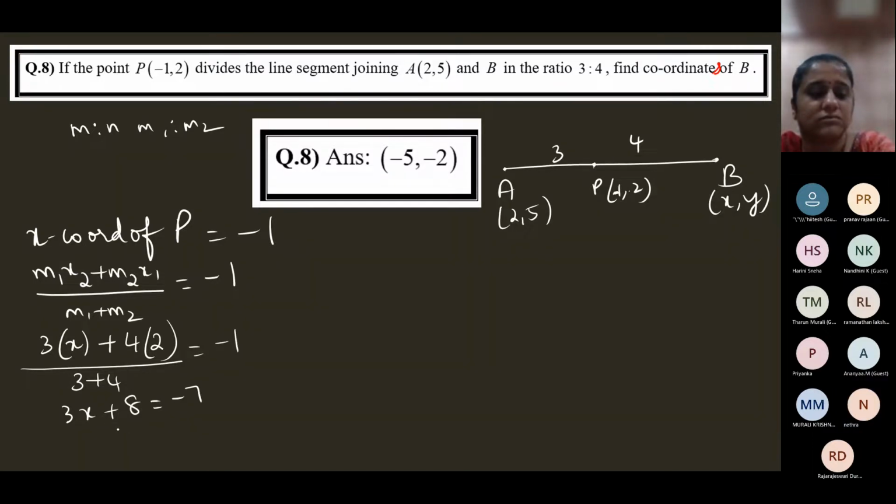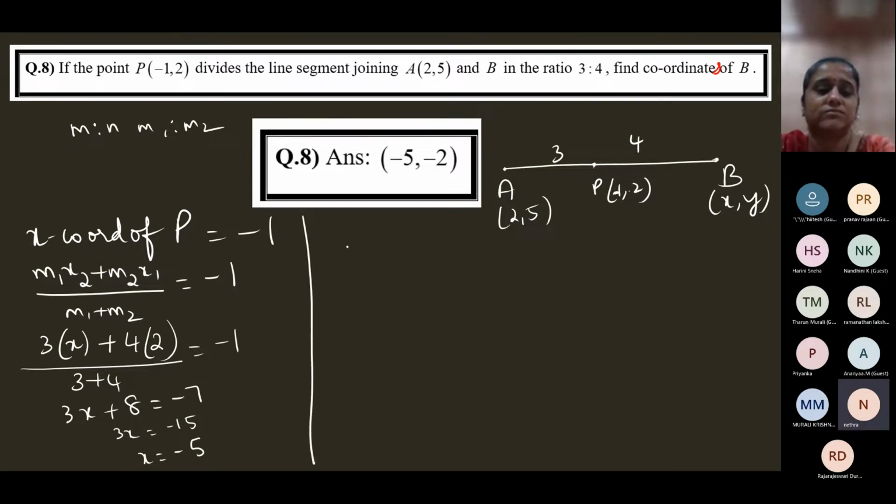And correct? X is -5. Yeah, correct. Now look at this one and tell me how you should find y. In the same way, how will you find y? I have to substitute the values in.